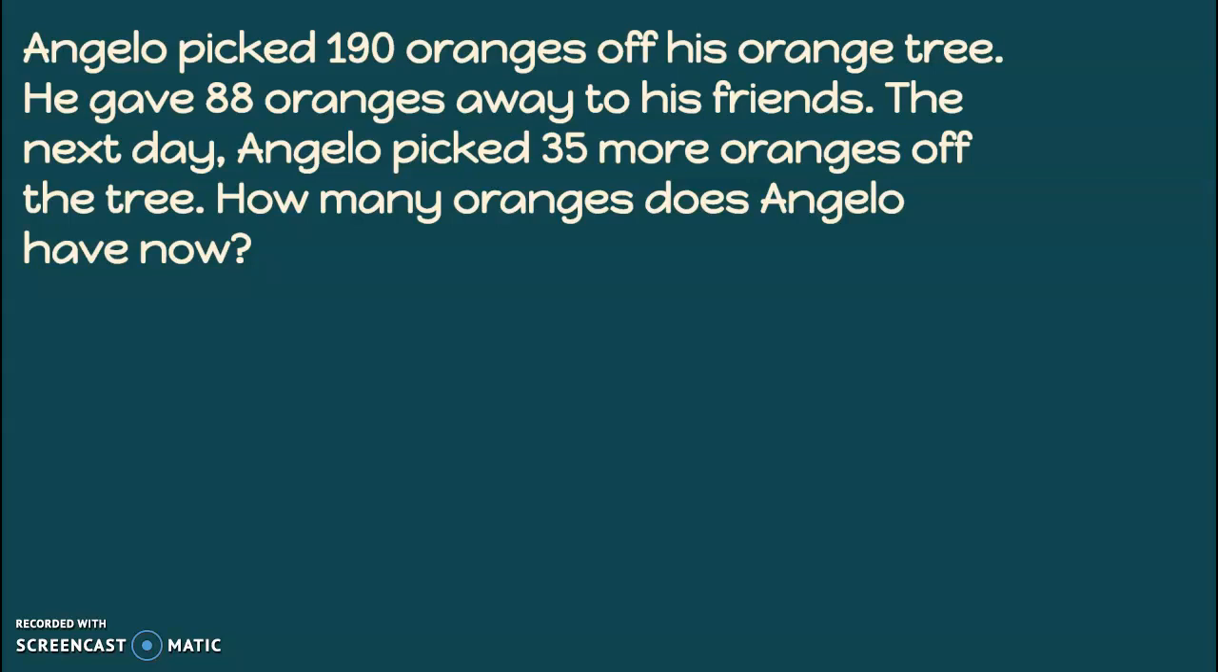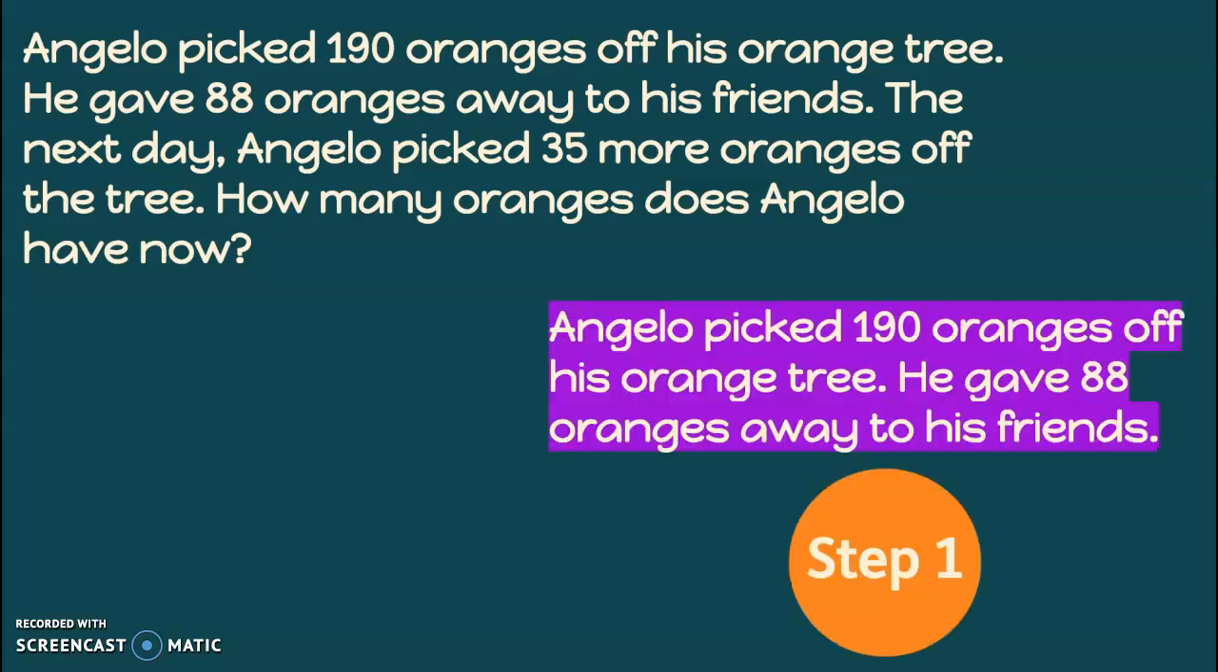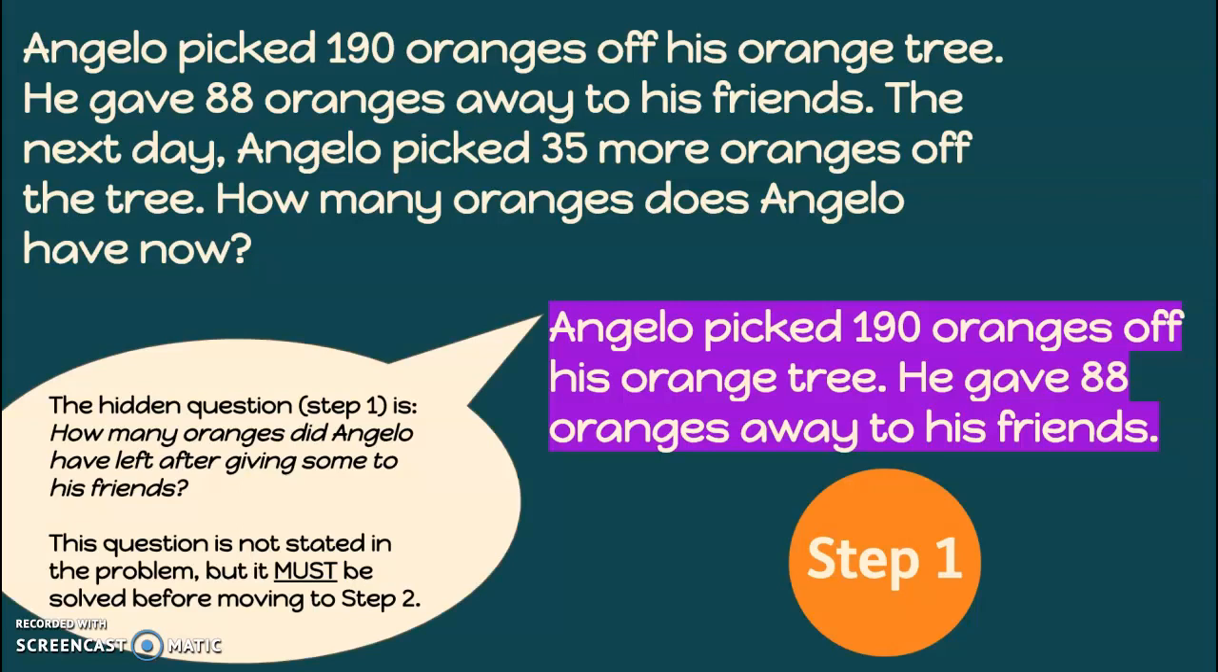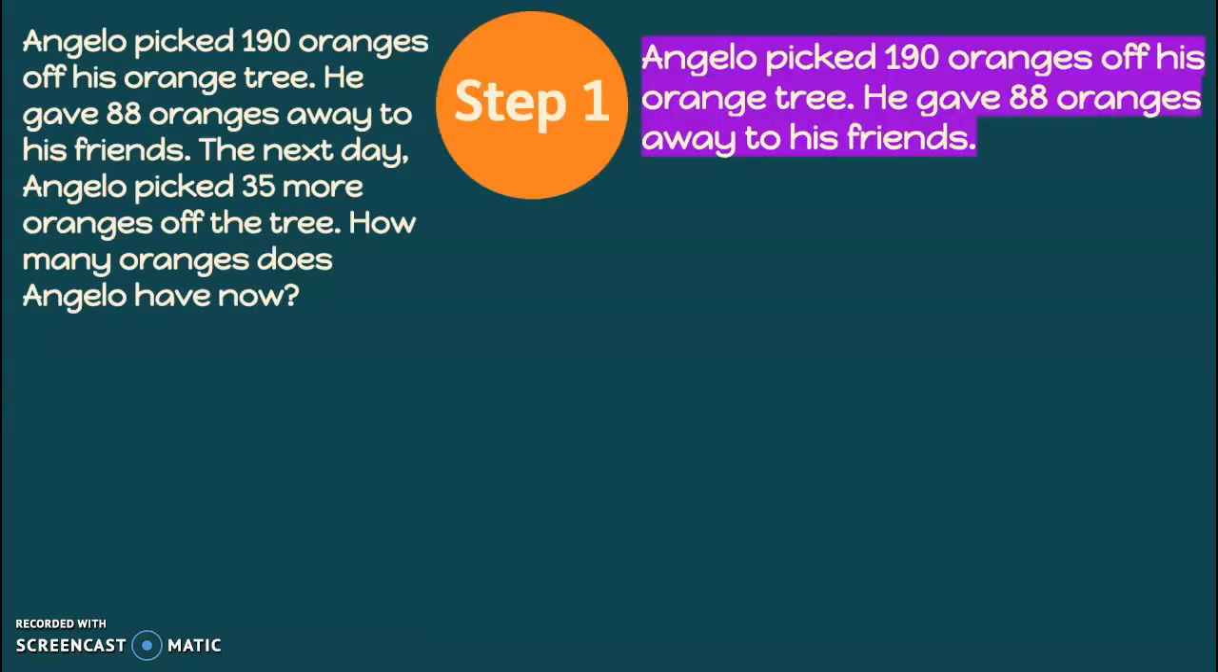If you said our hidden question could be, Angelo picked 190 oranges off his orange tree. He gave 88 oranges away to his friends. You are correct. He did these actions first. So this is going to be our step 1 to our problem. We have to find this answer before we can solve for step 2. Let's take a closer look at step 1.